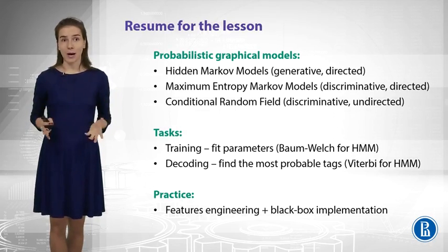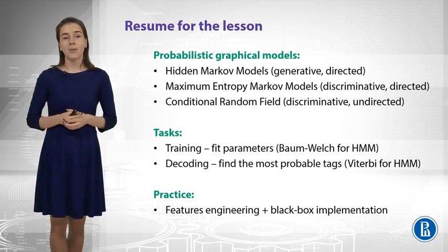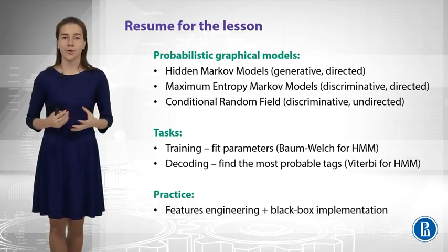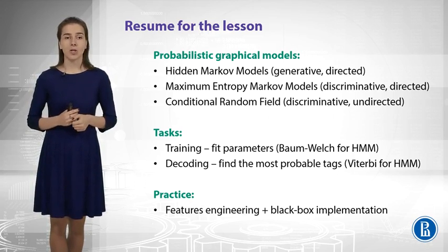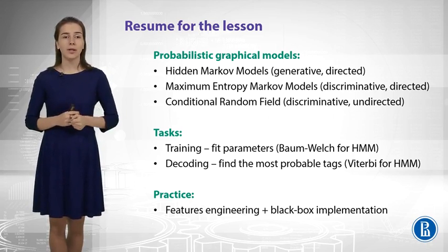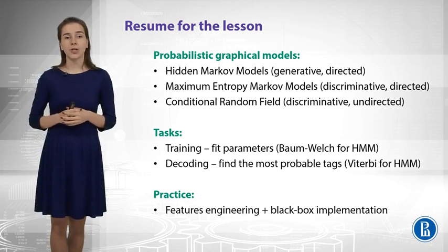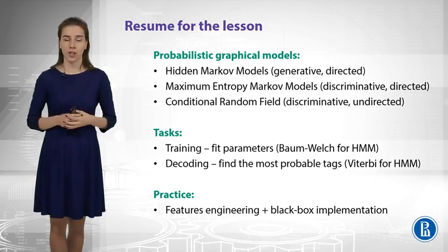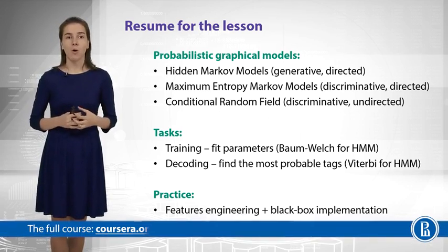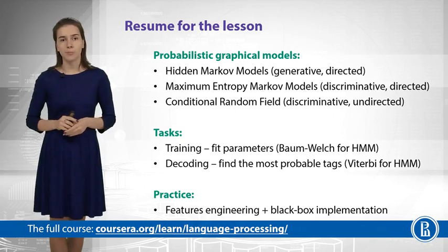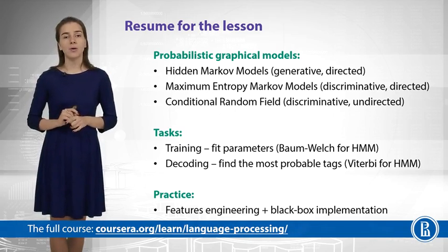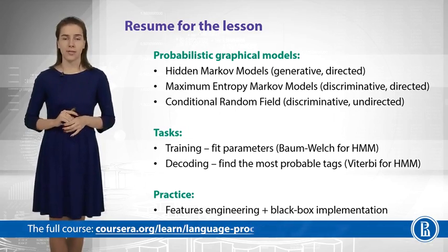So just to sum up what we have discussed: we have discussed different graphical models for sequence tagging. We have discussed one of them, the hidden Markov model, in more detail. We have seen how to train this model and how to do decoding in this model. In practice, usually you will need just to do feature generation and use some implementation of one of these models. So this is all for the probabilistic approach for sequence tagging, but we will also discuss neural networks for this task later.